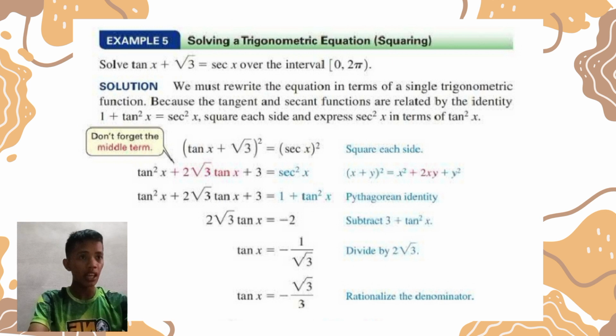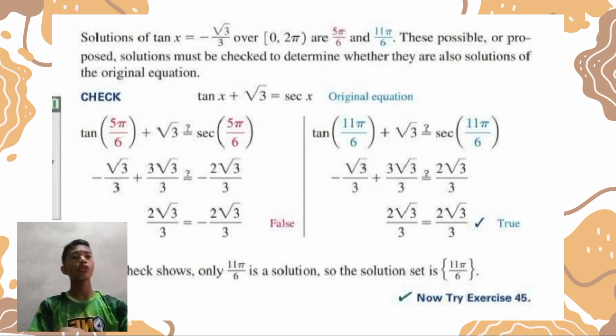And then we have to divide by 2 square root of 3. So the answer would be tangent x is equal to negative 1 over square root of 3. Sorry, I keep saying negative. Then tan x is equal to negative square root of 3 over 3, so we rationalize the denominator. The solutions of tangent x are 5 pi over 6 and 11 pi over 6. Those proposed solutions must be checked to determine whether they are also solutions of the original equation.